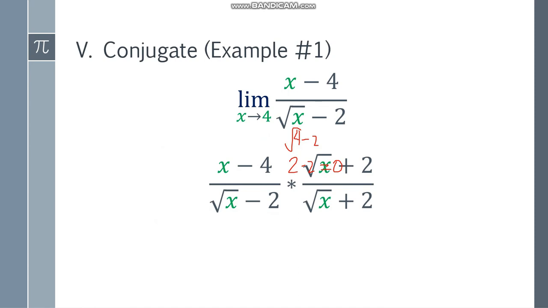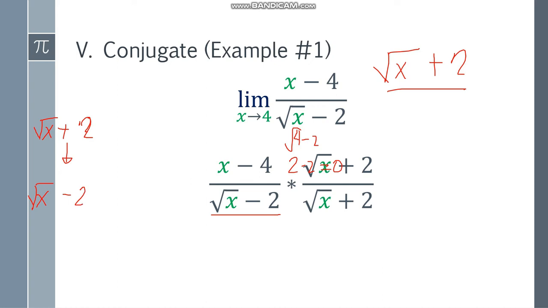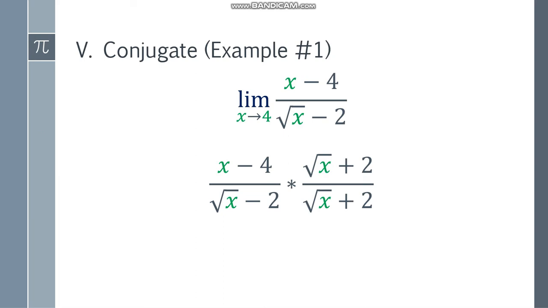Never mind. So, x minus 4 over the square root of x minus 2. Kukunin mo yung conjugate. So, para makuha mo yung conjugate, tingnan mo ito, square root of x minus 2. Ang conjugate niyan, papalitan mo lang yung sign. Square root of x plus 2 na siya. Kung ang nakalagay dito sa denominator natin ay square root of x plus 2, then ang conjugate mo ay square root of x minus 2. Papalitan mo lang yung sign from plus to minus.